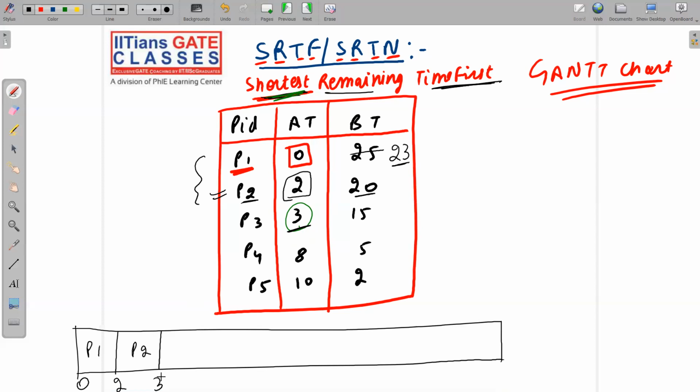So now at time 3, I am having three choices. See here carefully. Now I am having three choices. From these three choices, the one having the least remaining time will be executed first. So which is having the least remaining time?